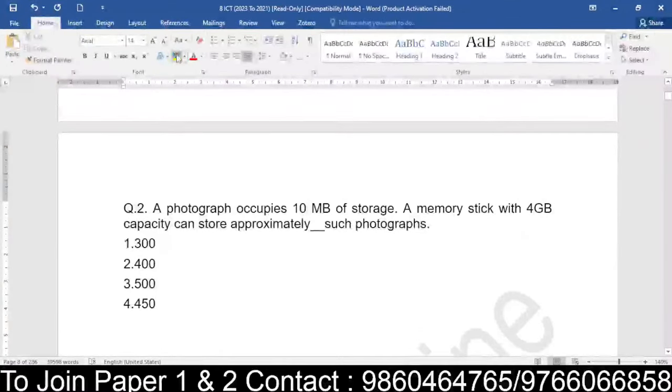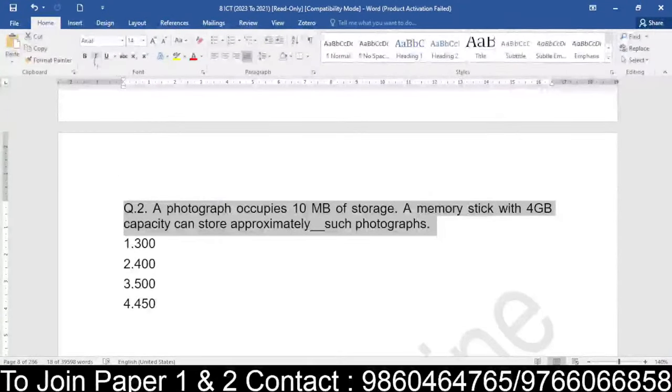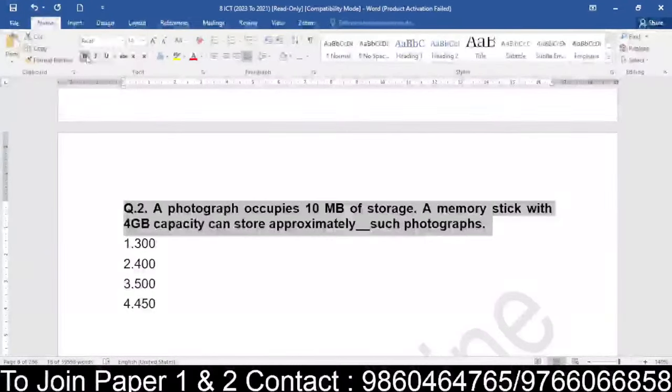It's talking about a photograph which occupies 10 MB of storage. A memory stick with 4 GB capacity can approximately store how many such photographs? Whether it is 300, 400, 500, or 450.